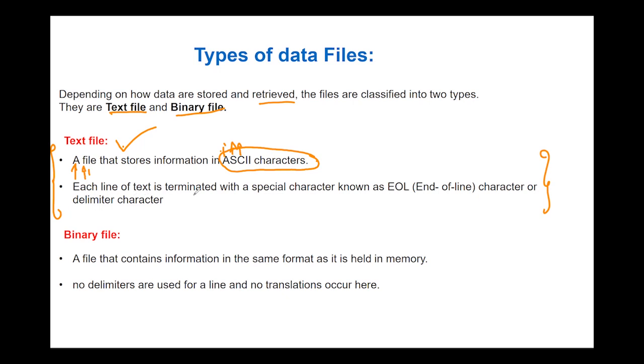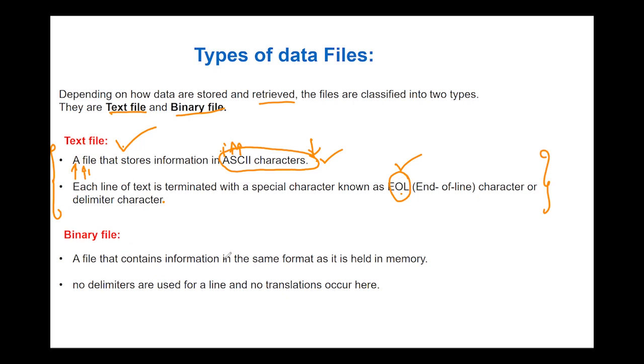Each line of text is terminated with a special character called end of line. For example, a file stores information in ASCII characters. If this is the line you want to store, the respective ASCII characters are stored, and once the line ends, we will have in this text file a special character known as the end of line character, or a delimiter character. This will indicate where the line is ending. So that is a speciality of the text file. Remember the two features: one is ASCII characters and the other is the end of line character, which happens in a text file. Next, let us see what a binary file is.